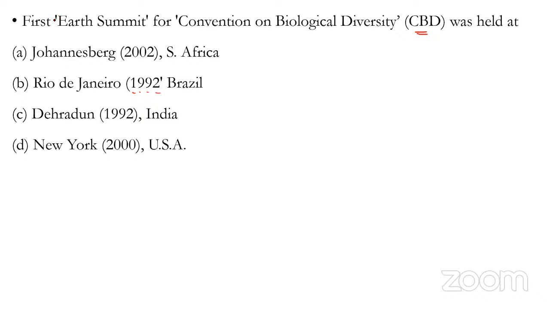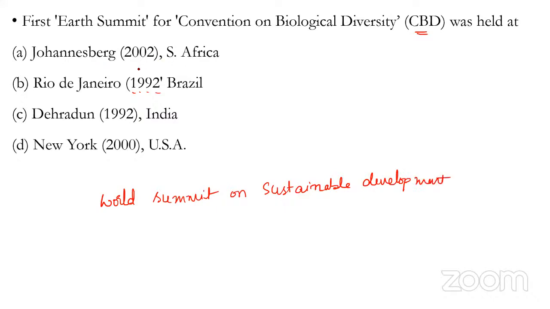Exactly 10 years after that, there was one more summit, called the World Summit on Sustainable Development. And this was held in Johannesburg. First one was held in Rio de Janeiro, 1992. Second was held in Johannesburg 10 years after that, in the capital of South Africa.